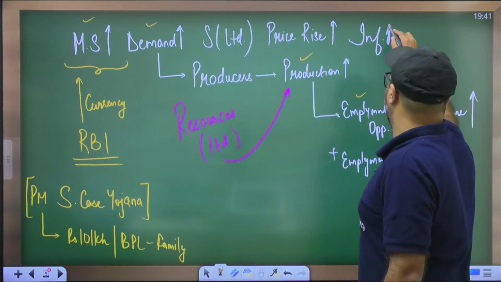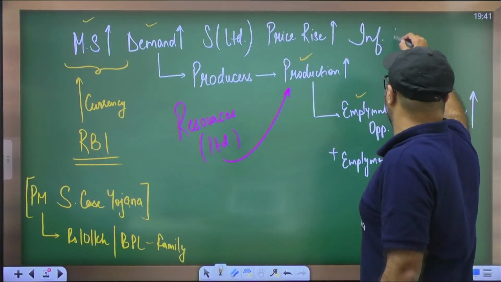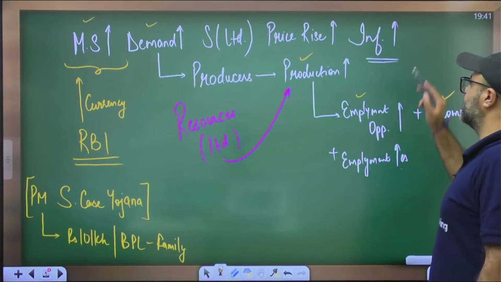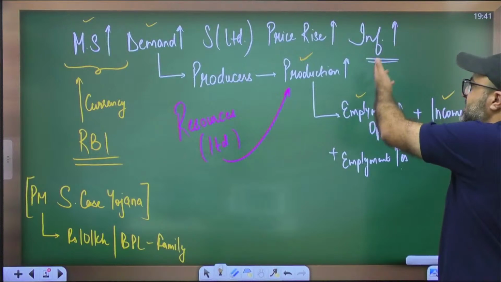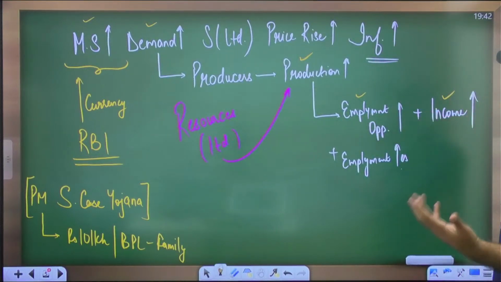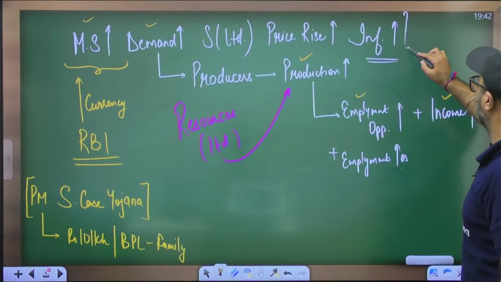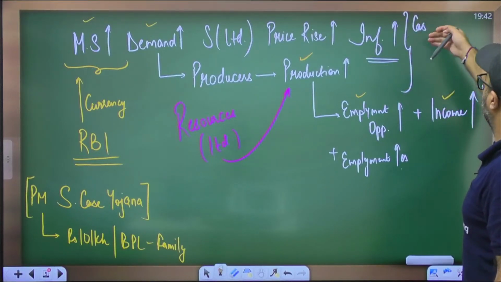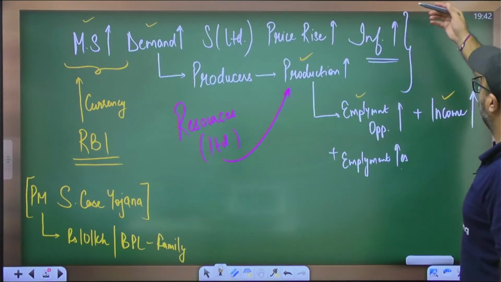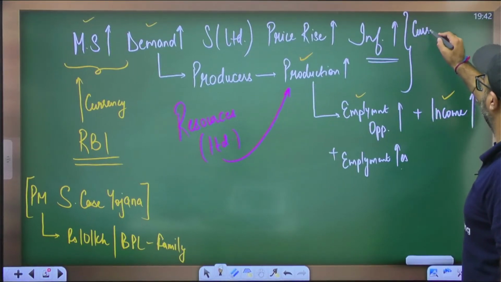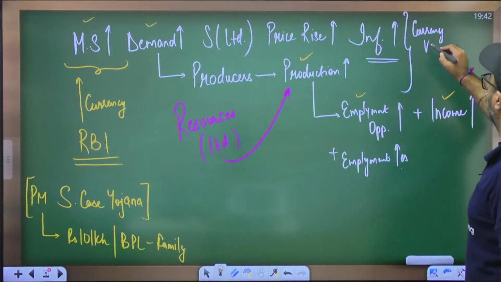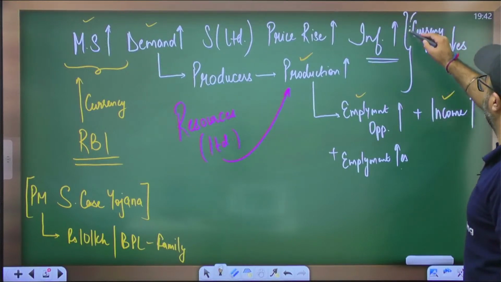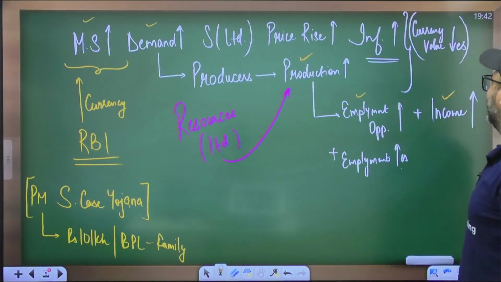So if you are increasing the money supply in the market, it will result in an increase in inflation. Uncontrolled money supply will result in uncontrolled inflation. And whenever there is uncontrolled inflation, it results in what? So if inflation increases, currency value decreases. Which means if you are printing unlimited currency, the value of money will decrease.